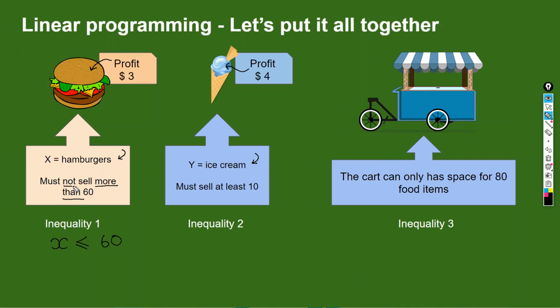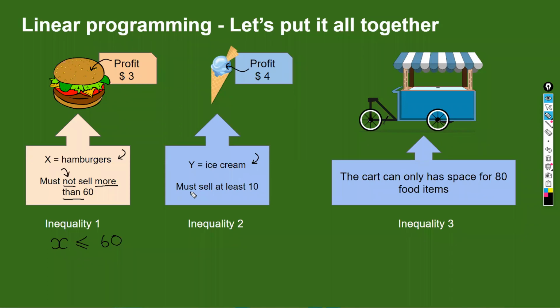Because they said not more than 60. You can't forget the word not. So X has to be less than or equal to 60. So don't let these words trip you up. These are little buzzwords, when you hear the word more, you put a more than sign, but they said not more. So it's the opposite that they're asking for.